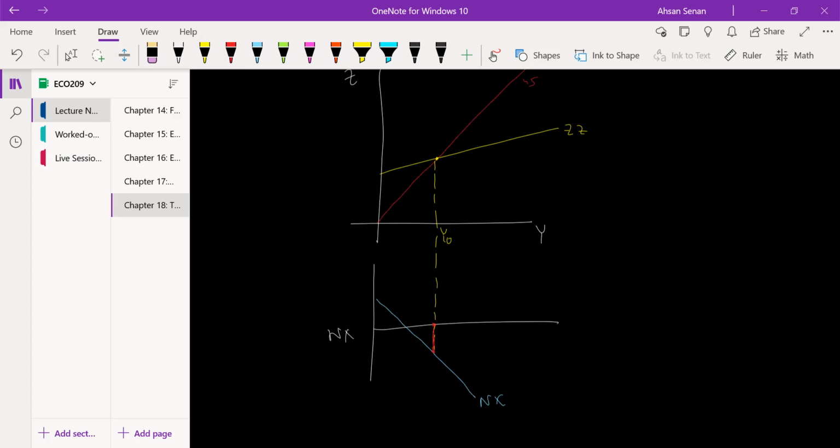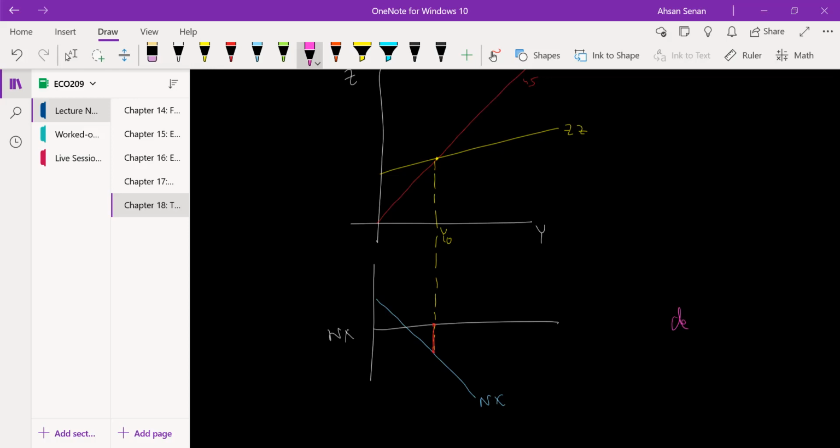We've talked about depreciation, right? If we have a large trade deficit, what we want to do is we create depreciation, and as a result, the value of X will go up, the value of NX will go up, and as a result, we solve our problem. So suppose we do that.